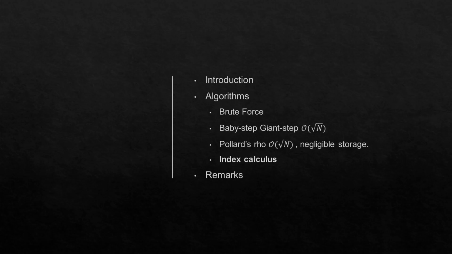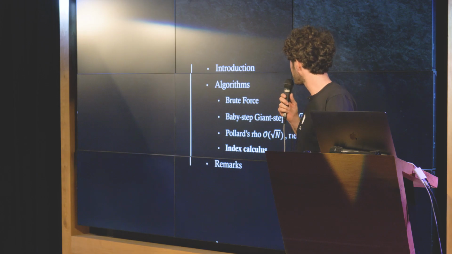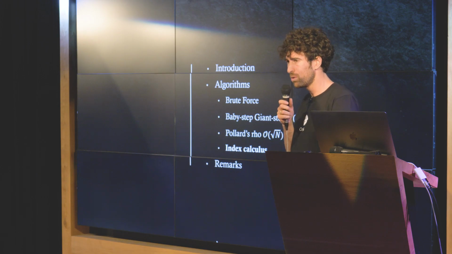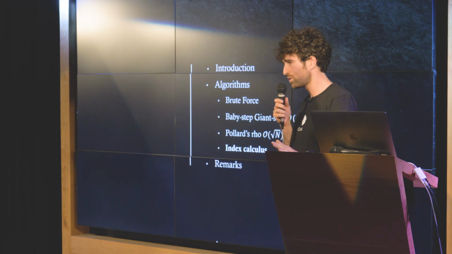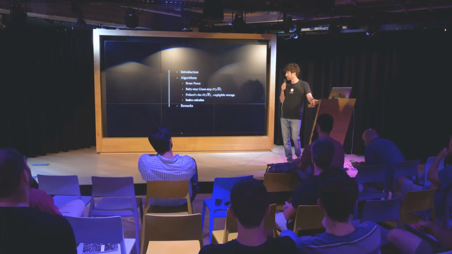And so we're done with baby step, giant step. We're done with Pollard's rho, which takes the same time but with negligible storage. And the next one is actually more cutting edge. It's not for generic groups, it's for specific groups, but for those specific groups, it's better than the other methods.